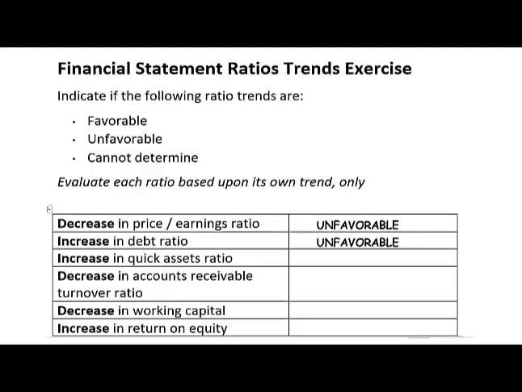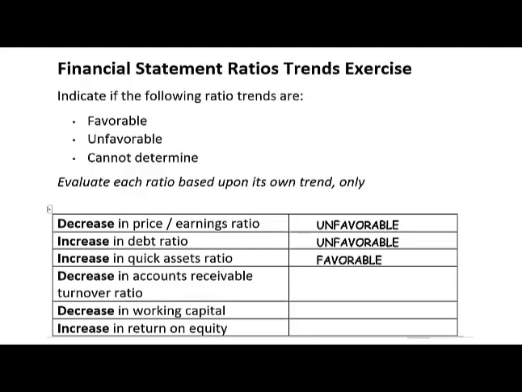Okay, now we have an increase in the quick assets ratio. If you remember, quick assets are those current assets that can be converted into cash very quickly to pay off current debts, such as in an emergency. Now, the quick ratio means that the ratio of those quick assets to the current liabilities is increasing. So as the ratio increases, we have more quick assets to pay down the current liabilities. So that would be considered favorable.